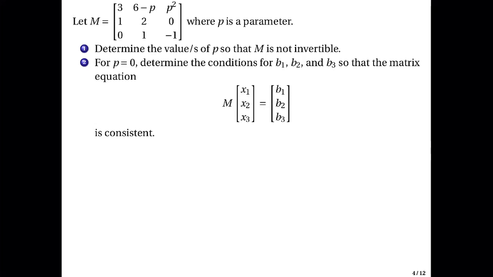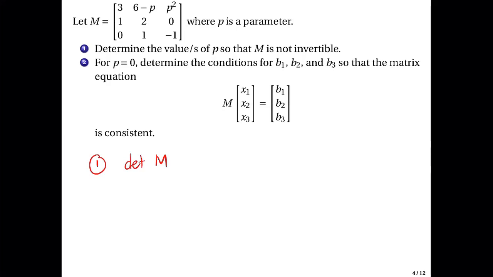For the second problem, when P equals 0, we determine the conditions for B1, B2, and B3 so that this matrix equation here is consistent. So let's do number 1. We first find the determinant of M.